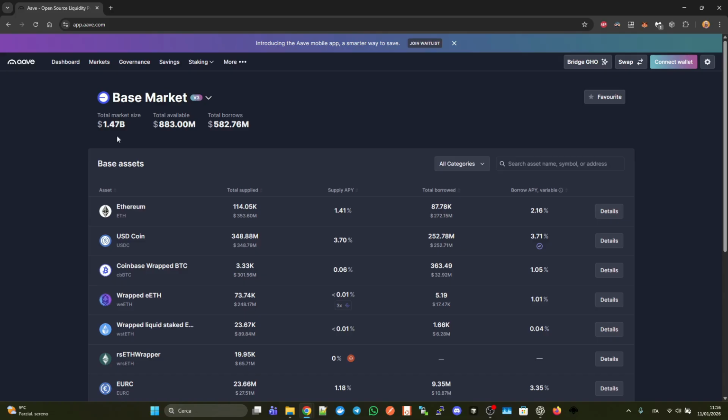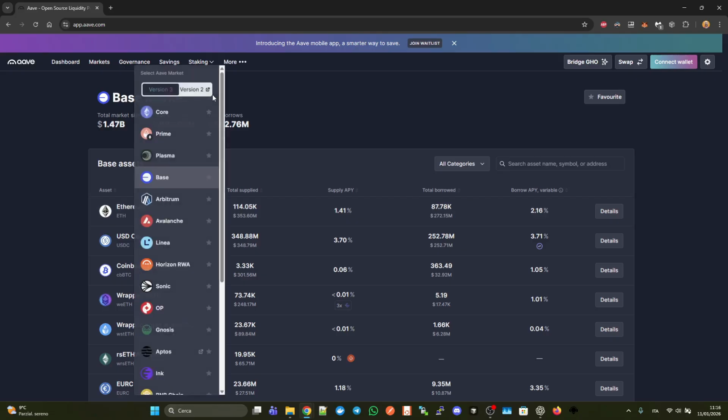So now let's go to the Aave platform. Let's understand how this works in practice. In this case, I'm on the Base mainnet. You can choose whatever chain you want. I'm also using Aave V3 here. I wouldn't use Ethereum mainnet because, of course, the gas fees are higher.